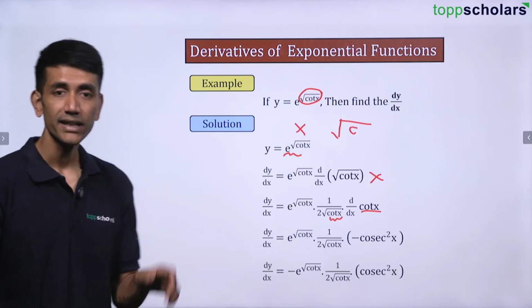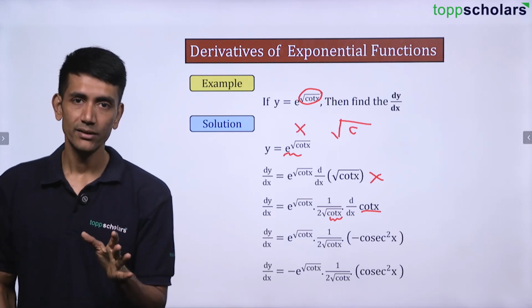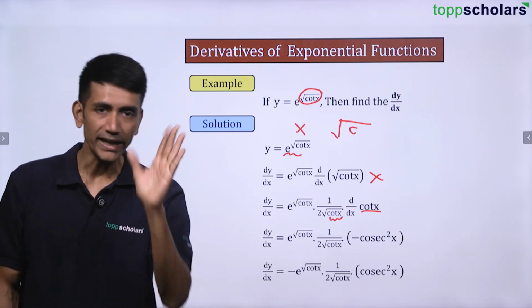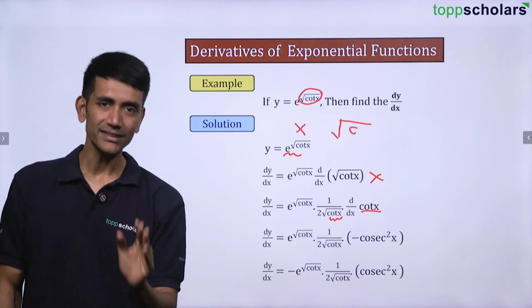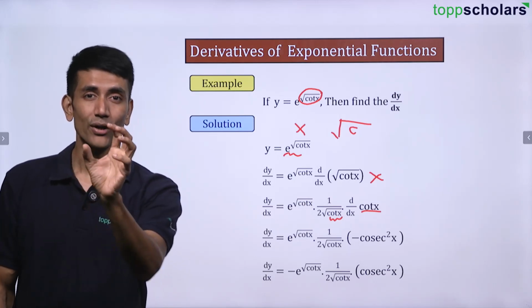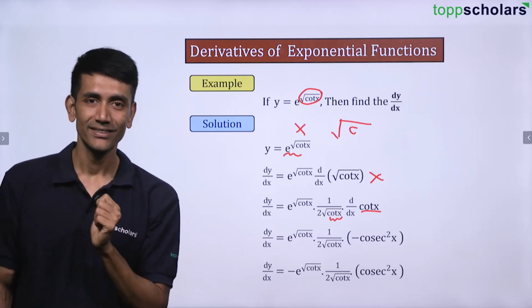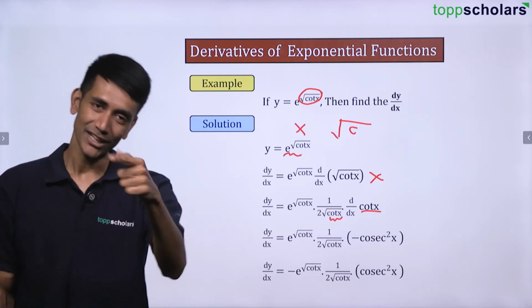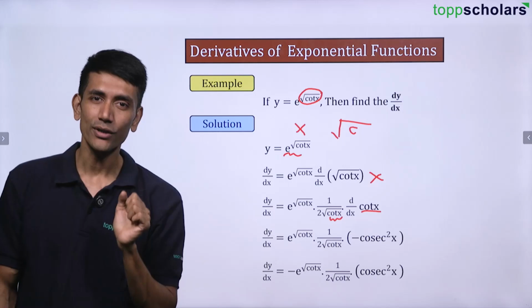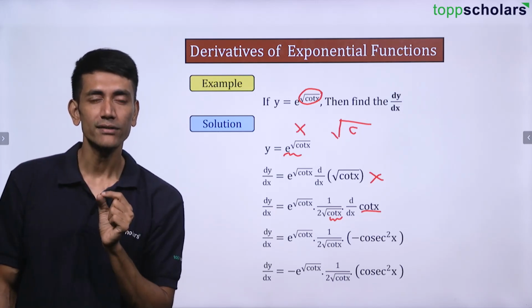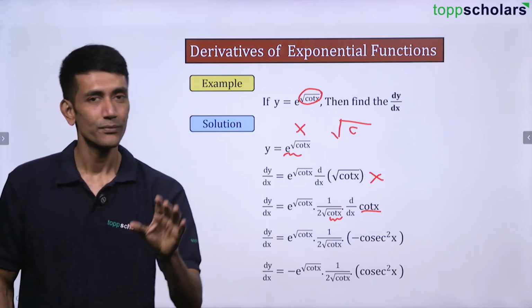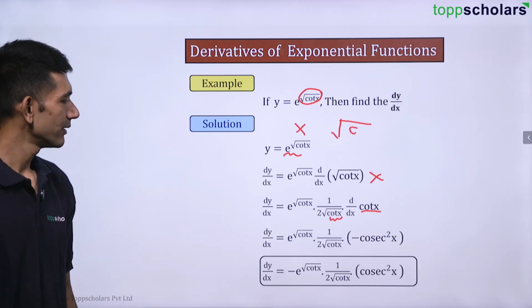So understand, e raised to under root cot x was there. Under root cot x is your x. So derivative of e raised to x is e raised to x. But under root cot x is remaining. Now under root cot x is again like your under root x. That is 1 by 2 root x. That is 1 by 2 root cot x. Again cot x is remaining. Take the derivative of cot x. That is minus cosec square x. So that is how you solve this. Clear?